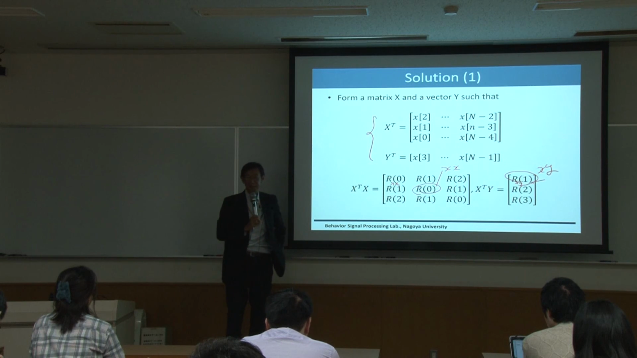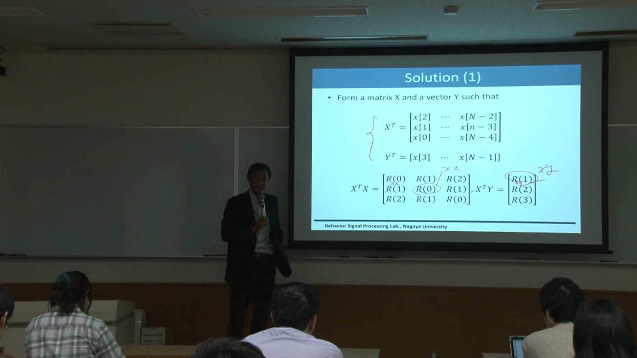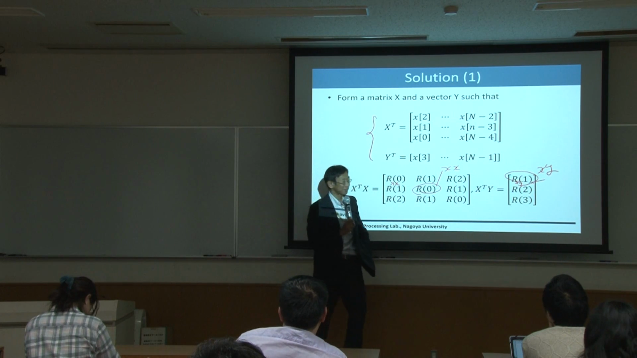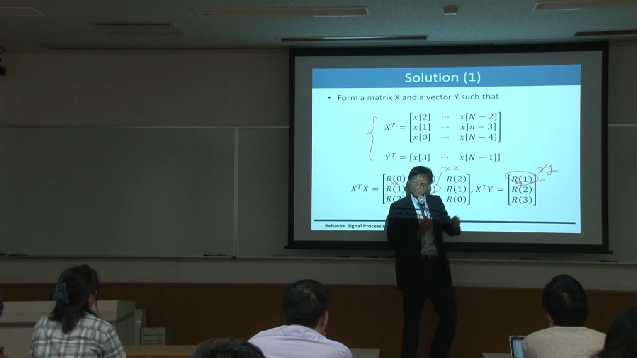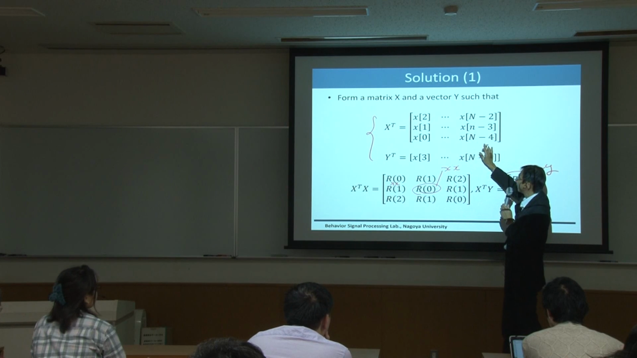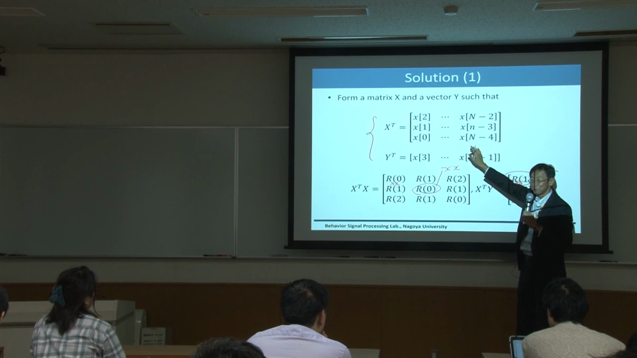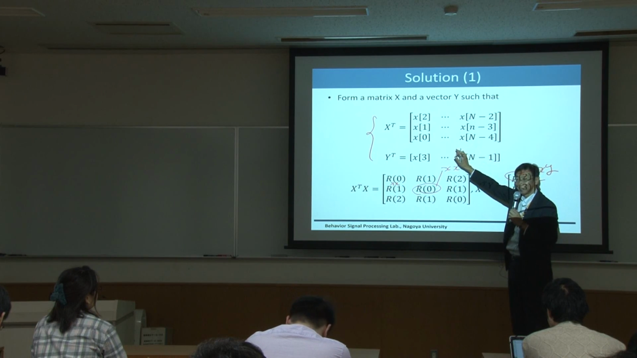So that's my second answer. Does it make sense to you? Not that clear? I understand that your question is how to predict, or how to organize this matrix from the observation.